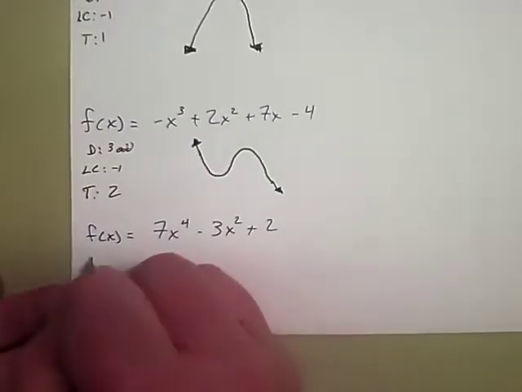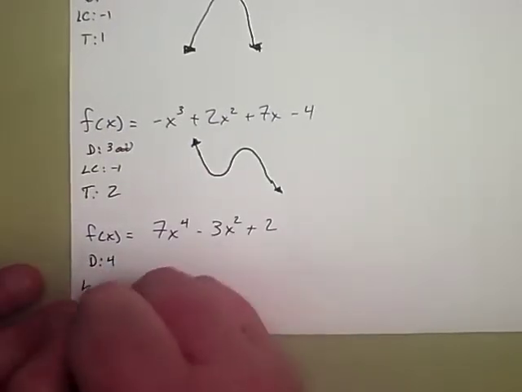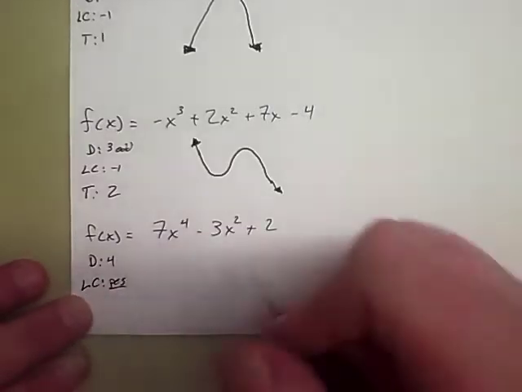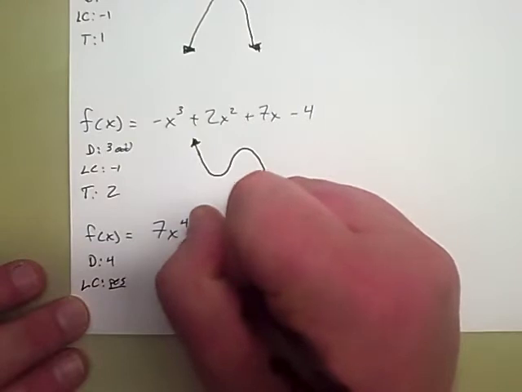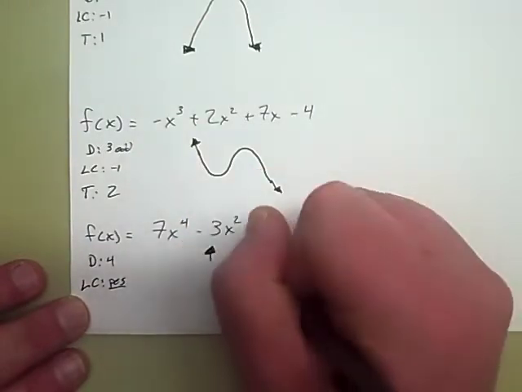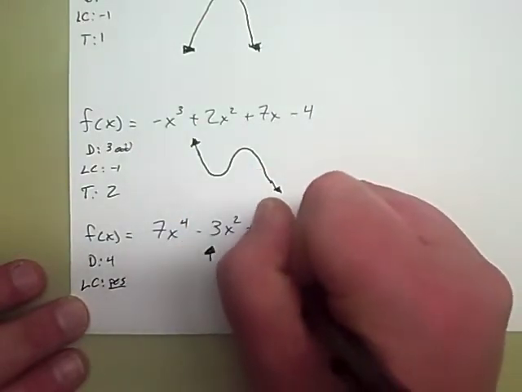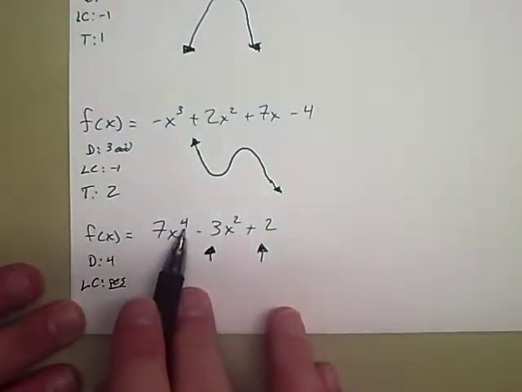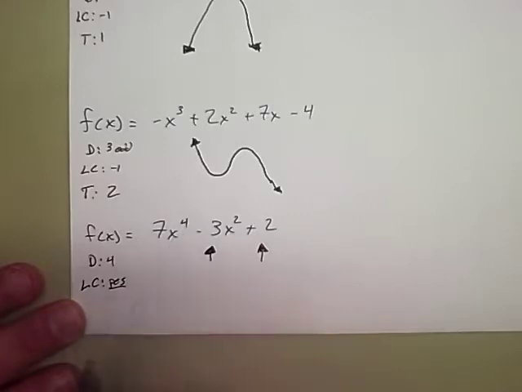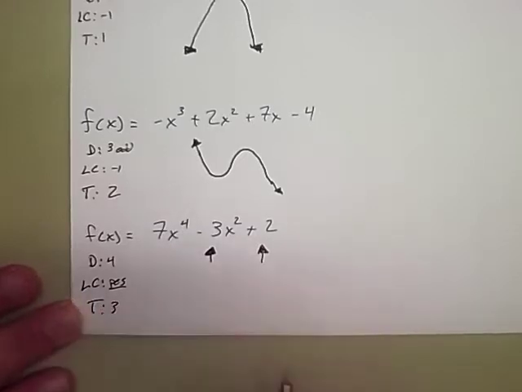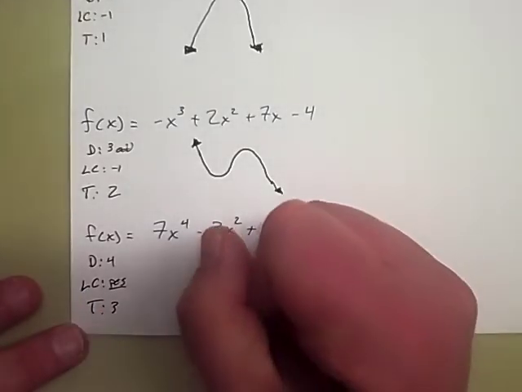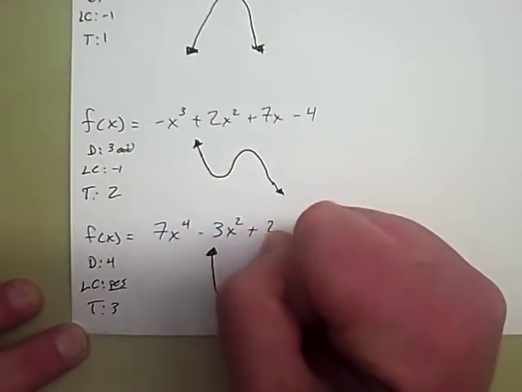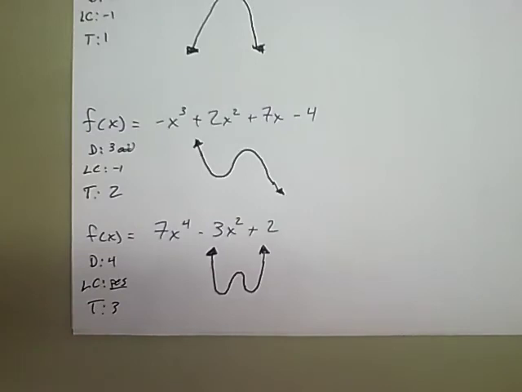All right, so here the degree we have is 4. Our leading coefficient is +7, which means that both of my arrows are pointed up. And now the number of turns. The degree is 4, 4 minus 1 is 3, so the number of turns is going to be 3. So I'm going to sneak this in here. We have 1, 2, 3 turns, connect my arrows, and boom, I got it.